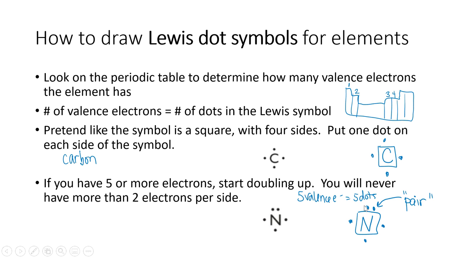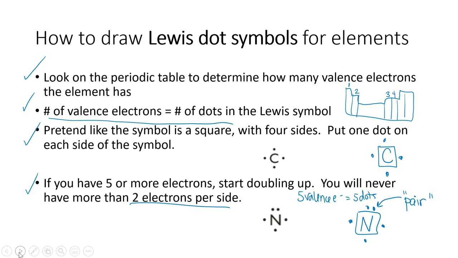Okay, so these are the general steps for how we draw a Lewis dot symbol for an individual element. Look on the periodic table, figure out how many valence electrons it has. The number of valence electrons equals the number of dots. You put 1 dot on each side, and if you've got more than 4 electrons, then you can start pairing those electrons up. But you will never have more than 2 electrons per side max.